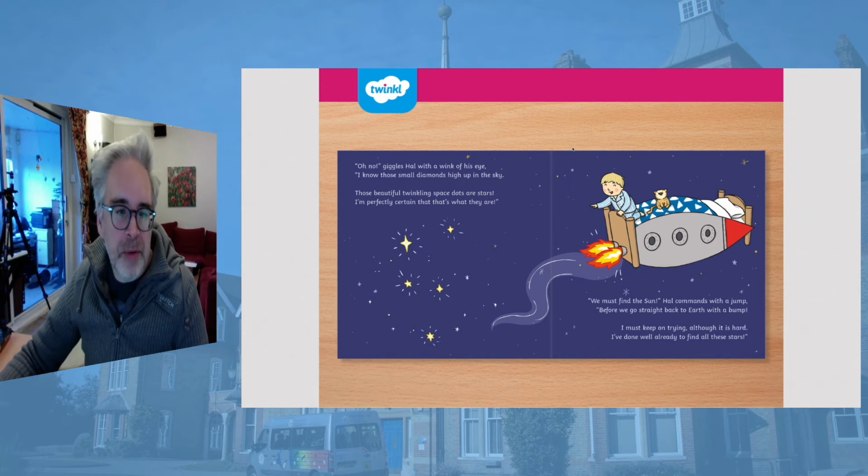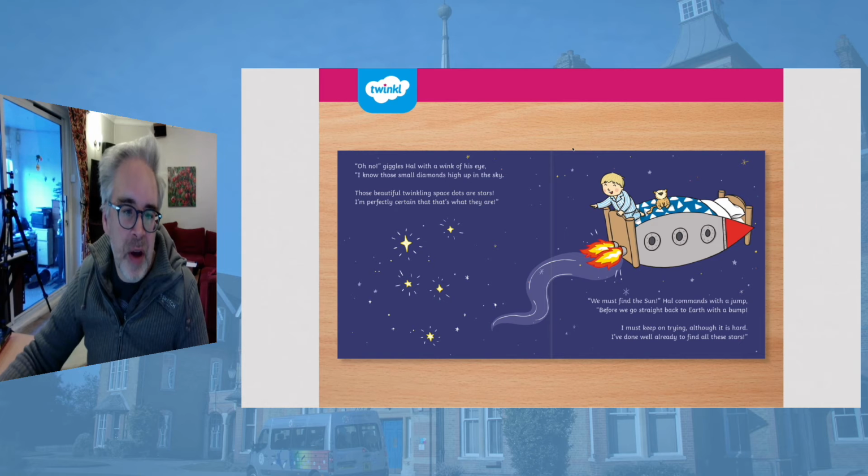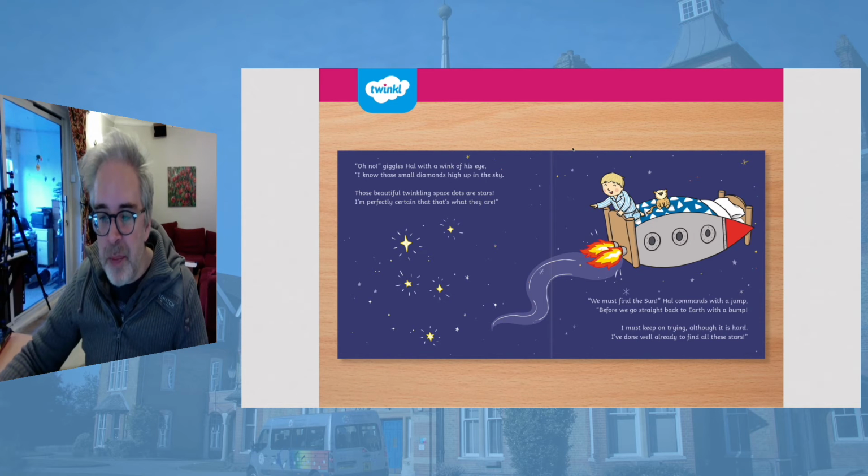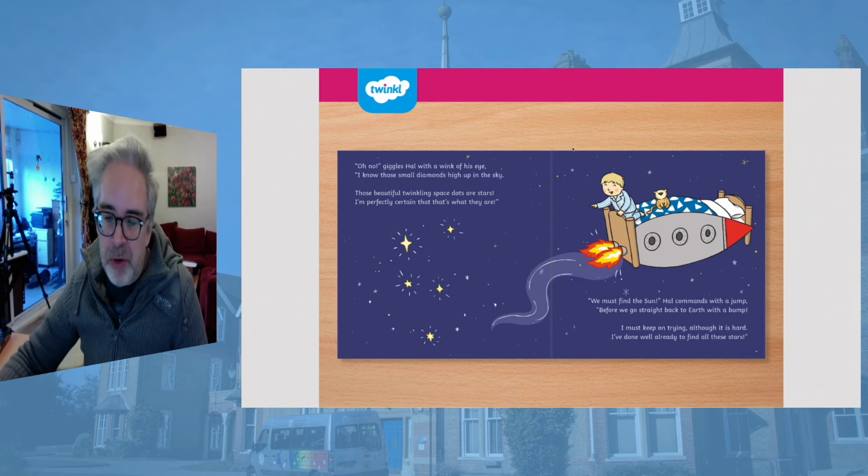Oh no, giggles Hal with a wink of his eyes. I know those small diamonds high up in the sky, those beautiful twinkling space dots are stars. I'm perfectly certain that's what they are. We must find the sun, Hal commands with a jump, before we go straight back to Earth with a bump. I must keep on trying, although it is hard. I've done well already to find all these stars.